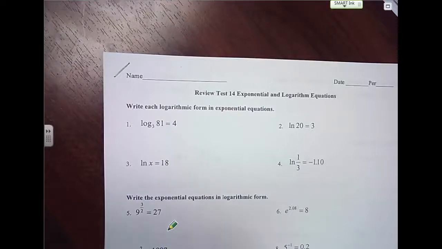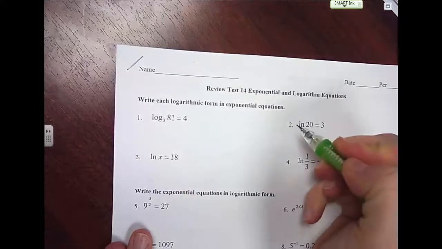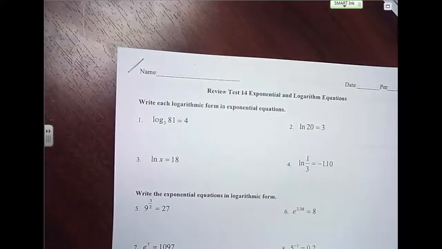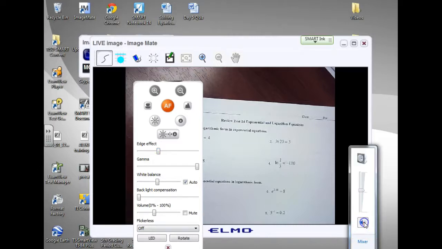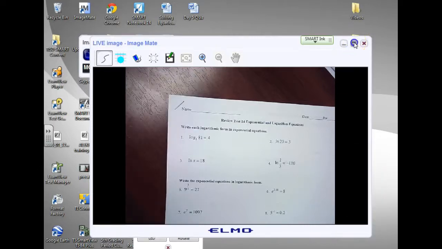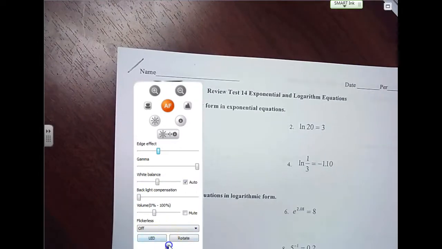Okay. Write each logarithmic form in exponential equations. Oh, that doesn't look right. Sorry, let me turn the sound off. There we go. Okay. Write each logarithmic form in exponential form is what it should say, but that's okay.